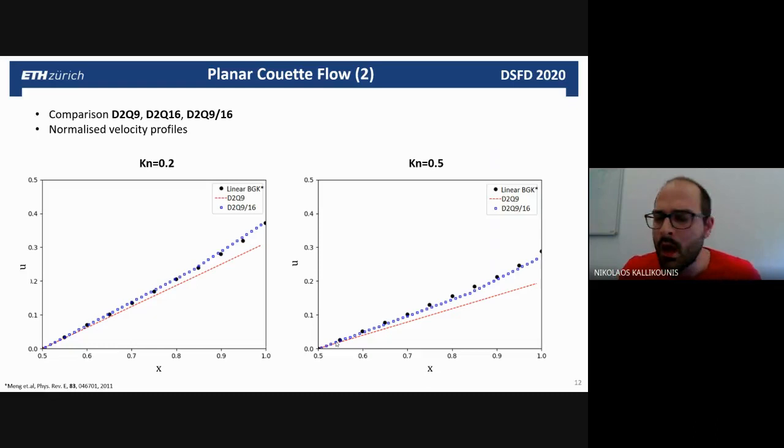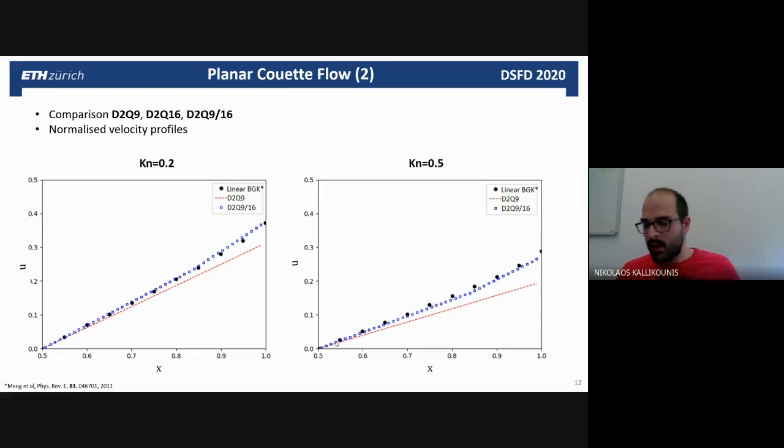The results for the normalized velocity profiles for Knudsen number equal to 0.2 and 0.5 are shown in the figures. The red dotted lines are the solution from the D2Q9 simulation. The blue squares are from the multiscale run, and the black circles are reference data from linearized BGK. We notice that as Knudsen number grows, the deviation of the D2Q9 becomes more important. But for both cases, the results from the multiscale run are in good agreement with the reference data.